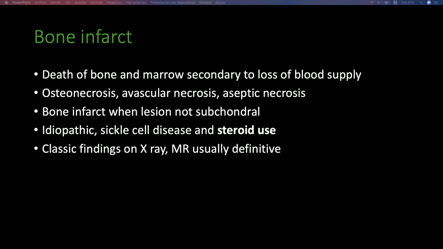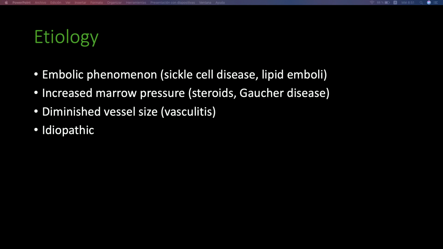The etiology is diminished blood flow to the bone, which can be by an embolic phenomenon, such as sickle cell disease or lipid emboli. Also an increased marrow pressure, which is given by the use of steroids or Gaucher disease. The use of steroids was the case of our patient. And the diminished vessel size, which we can see in vasculitis. Or many patients have no predisposing factors, so it could be considered idiopathic.